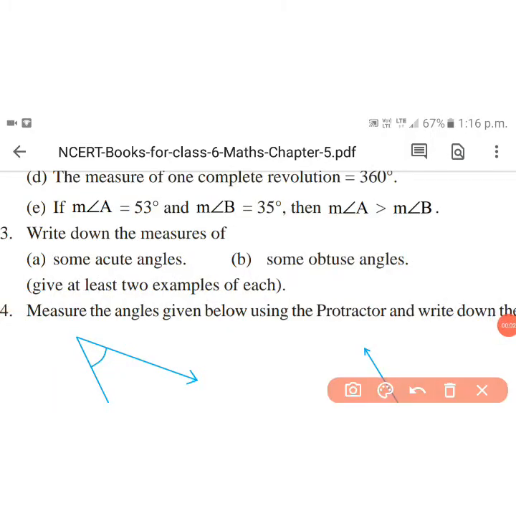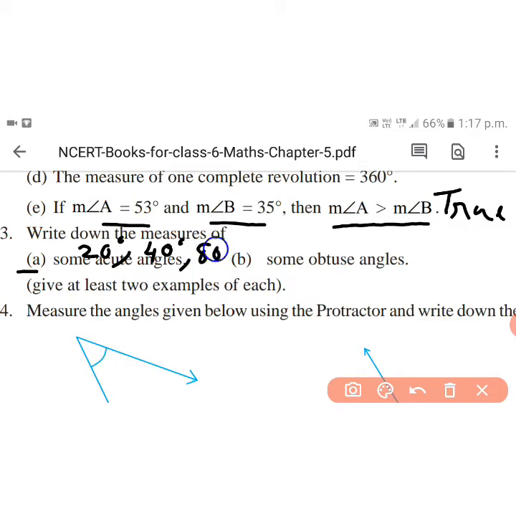E part. If angle A equals 53 degree and angle B equals 35 degree, then angle A is greater than angle B. 53 degree is greater than 35 degree. So this is true. Question number 3. Write down the measures of some acute angles. The measures of some acute angles are, for example, 20 degree, 40 degree, 80 degree.